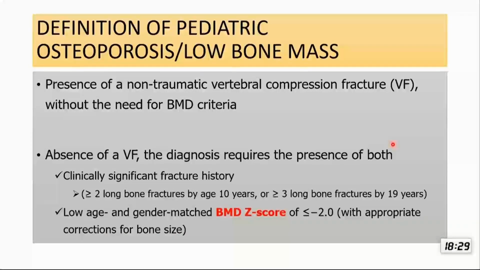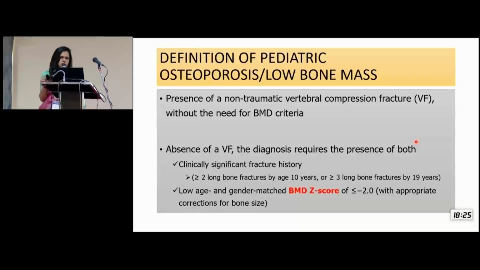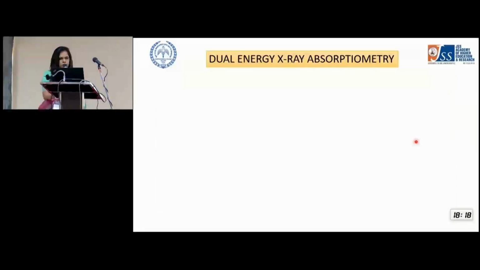Now, the definition of pediatric osteoporosis or low bone mass is slightly different. The presence of a non-traumatic vertebral compression fracture allows you to diagnose osteoporosis without the need for BMD criteria. But in the absence of a vertebral fracture, the diagnosis in pediatrics requires both a clinically significant fracture history, that is, more than 2 long bone fractures by age 10 years, or more than 3 long bone fractures by 19 years, and a low age and gender-matched BMD Z score of less than or equal to -2 with appropriate corrections for bone age. Now, we'll talk about this.